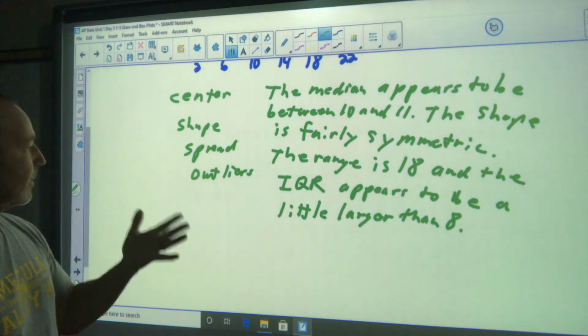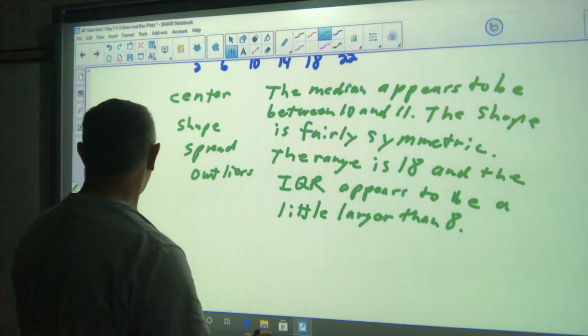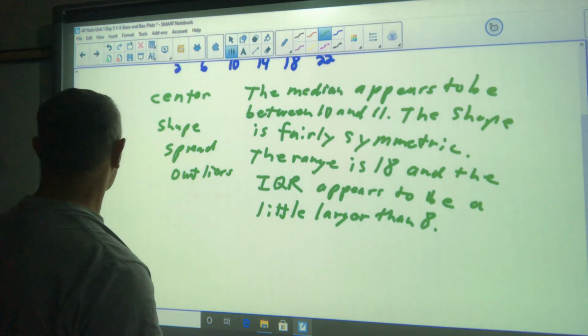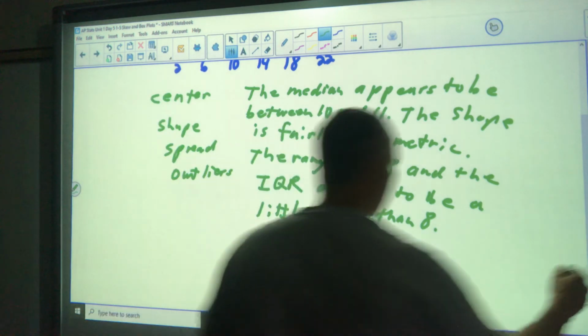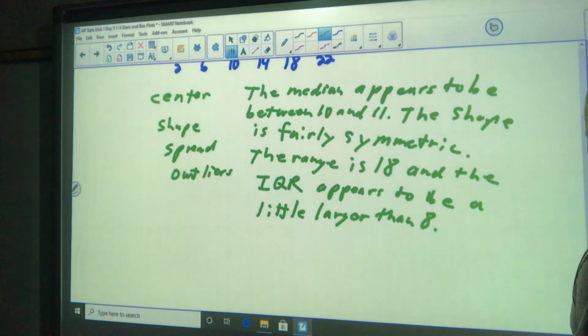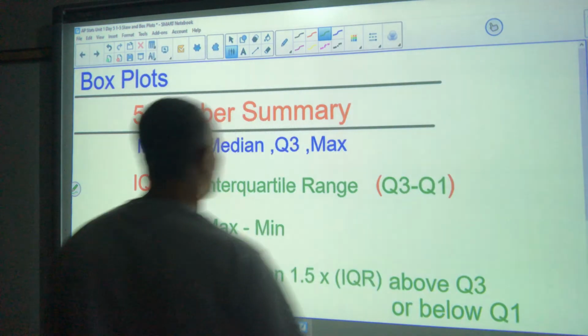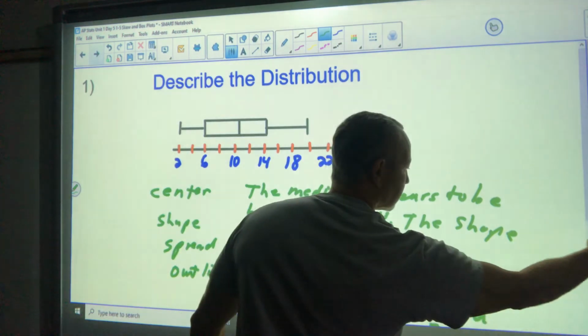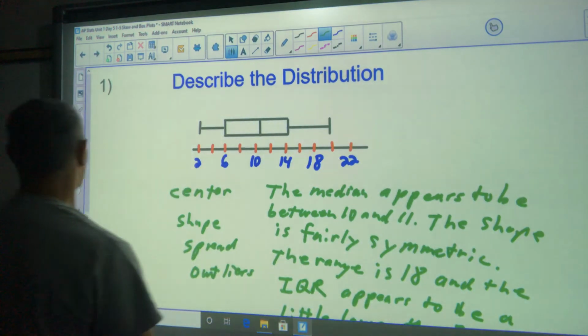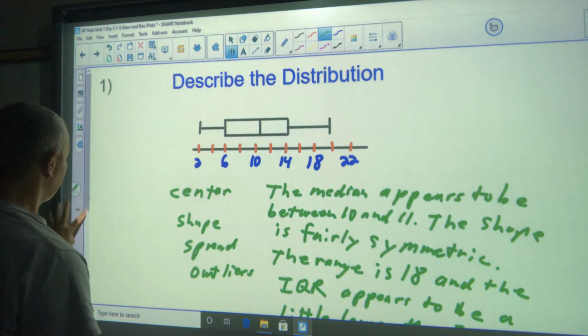So center, shape, spread, outliers. There were no outliers here. You see that from our picture. If I could show it to you. There we go. There's what I'm looking for. Sorry, I had to fix that.